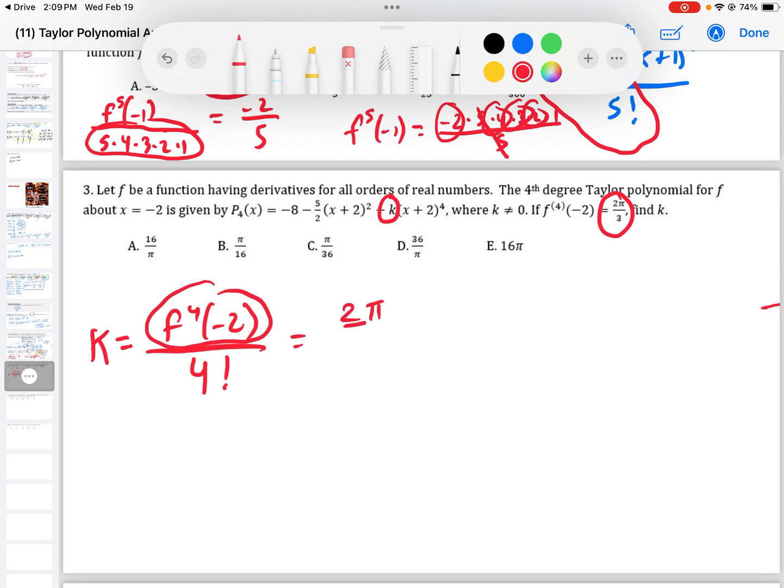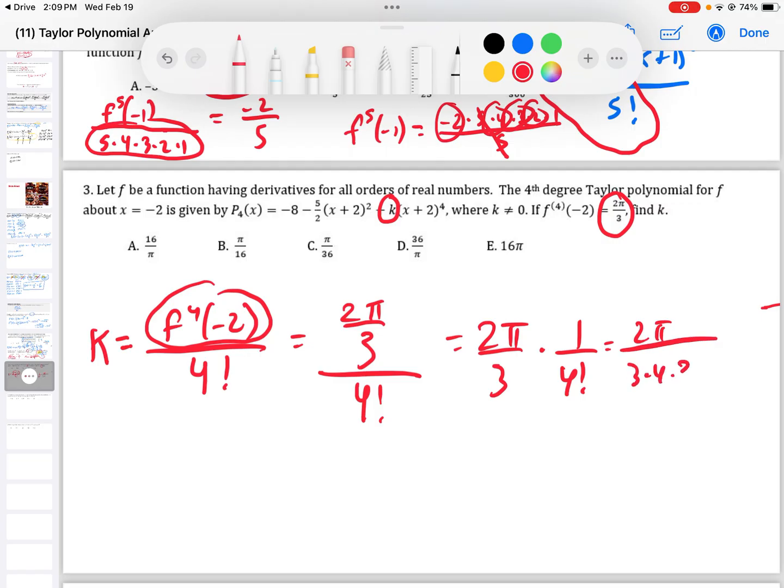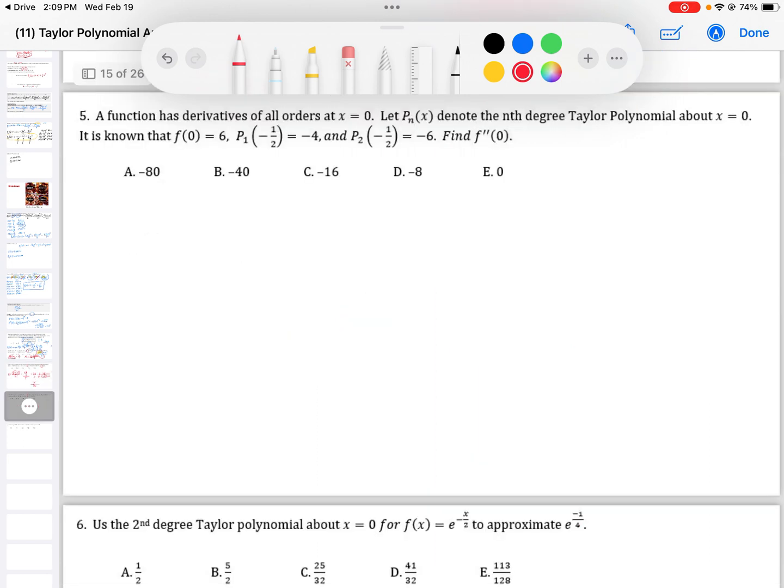When it tells us this part is equal to 2 pi over 3 divided by 4 factorial, that's equal to 2 pi over 3 times 1 over 4 factorial, which is equal to 2 pi over 3 times 4 times 3 times 2 times 1. The 2's cancel. I have pi over 12 times 3, 36. So I think the answer is C.